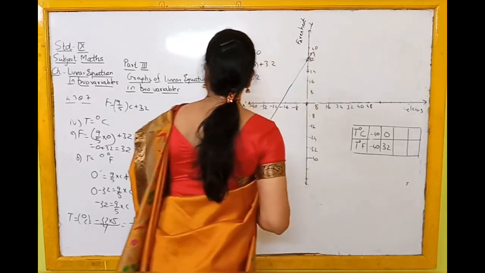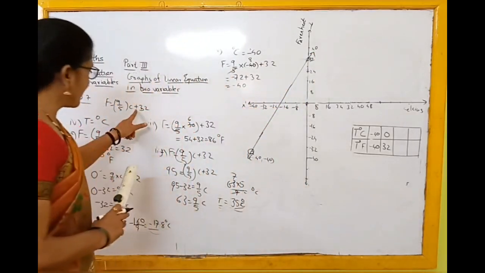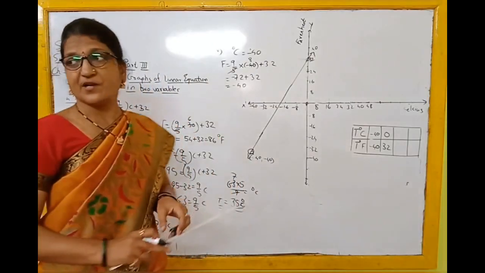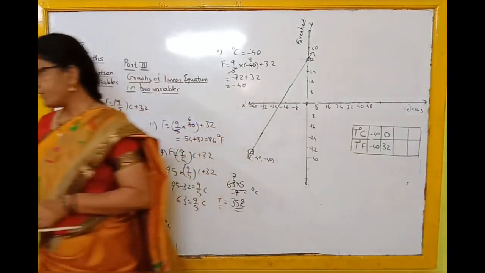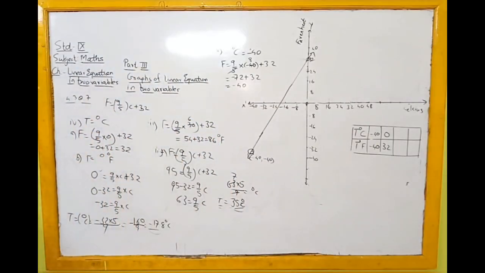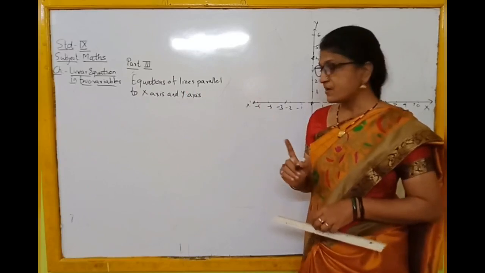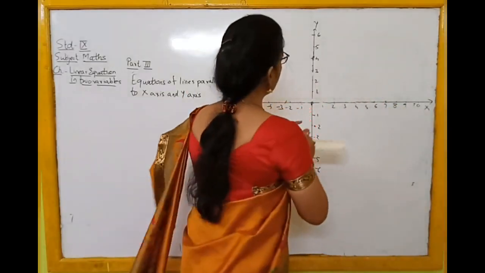So this is the graph of F is equal to 9 by 5 C plus 32. Now with this we have finished exercise 4.3. Now we will start with the equations of lines parallel to x-axis and y-axis. Now we will draw the line which is parallel to x-axis.